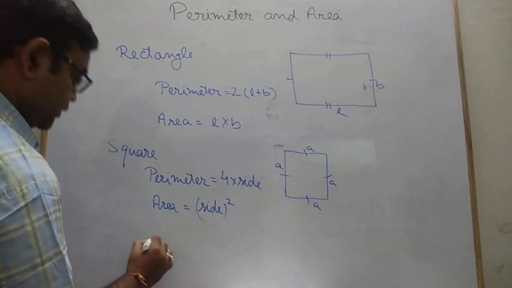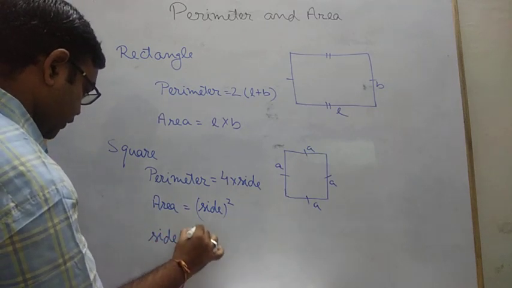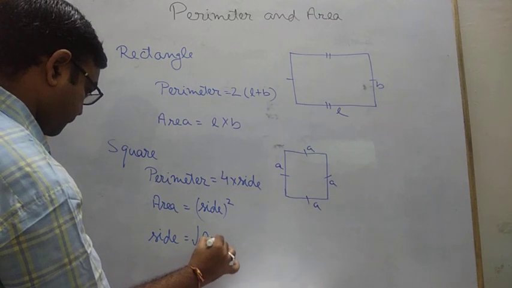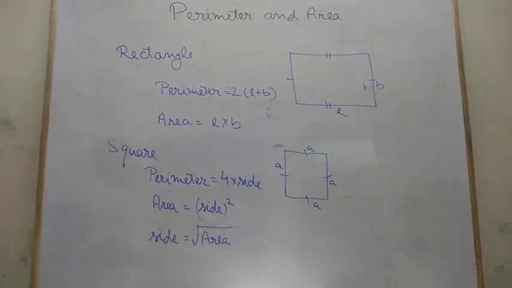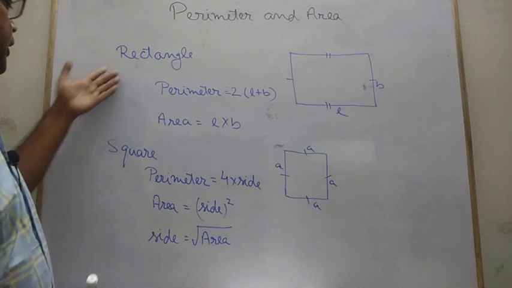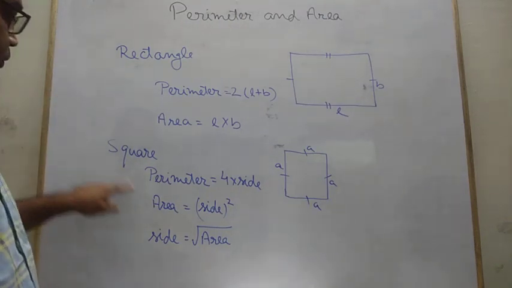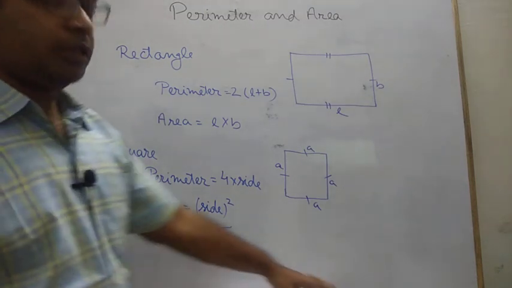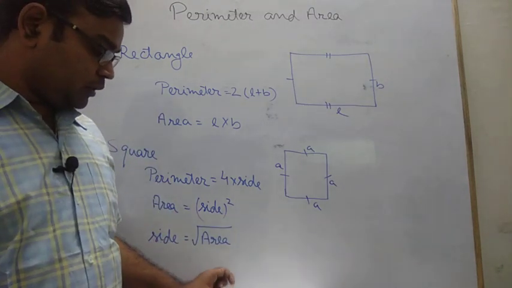And from this you can easily find out the side equals to under root area. So these are the formulas for finding the perimeter and area of rectangle, or perimeter and area of square. So by using this, we try to solve some questions based on this one.